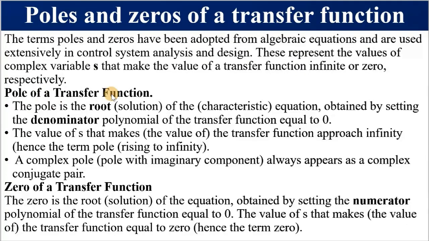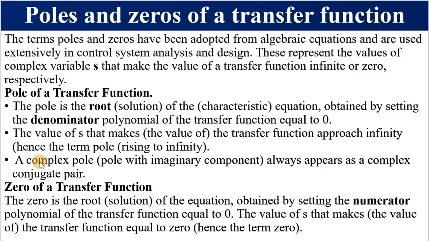What actually is the pole of a transfer function? We now understand what a transfer function is. We have a numerator polynomial as well as a denominator polynomial, and the pole is the root of the solution of the characteristic equation, obtained by setting the denominator polynomial of the transfer function to 0. The value of s that makes the transfer function approach infinity is what we call the pole of a transfer function. We are simply making the denominator equal to 0 for it to approach infinity.